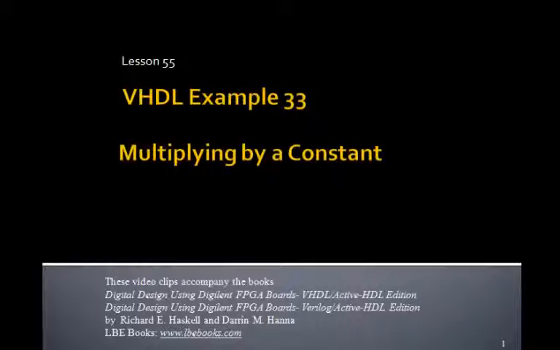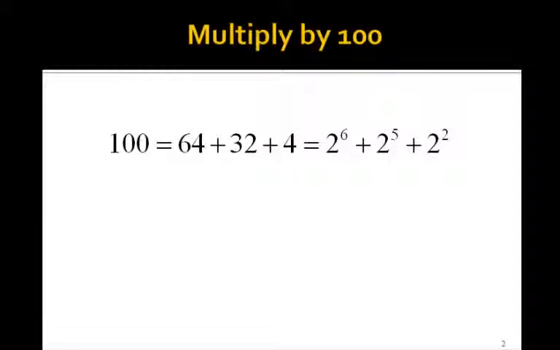This is lesson 55, BHDL example 33. You remember in lesson 54 we saw how to design a logic circuit for a 4-bit multiplier. In the next lesson we will actually implement that in BHDL, but there's a special case of multiplication, multiplication by a constant, which is very important. And we want to cover that in this lesson.